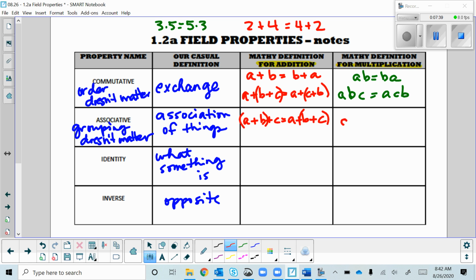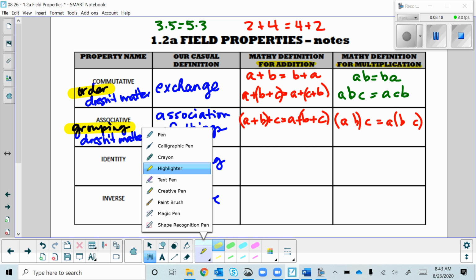If I had A times B times C on both sides, so notice the order is the same. It's different from the property above where we switched the order. Order's the same, but if I just change the grouping, if I grouped AB on the left and BC on the right, and then followed my order of operations and did that math, I'd have the same answer on either side. So for associative, grouping doesn't matter. For commutative, order doesn't matter. Grouping for associative, order for commutative.